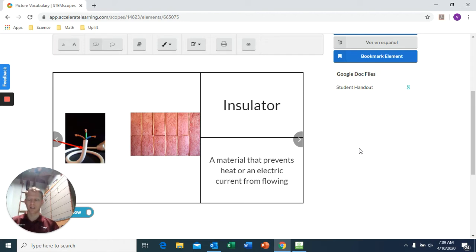This insulation allows your home to stay a different temperature than it is outside, both cooler than it is outside in the summer and warmer than it is outside in the winter.